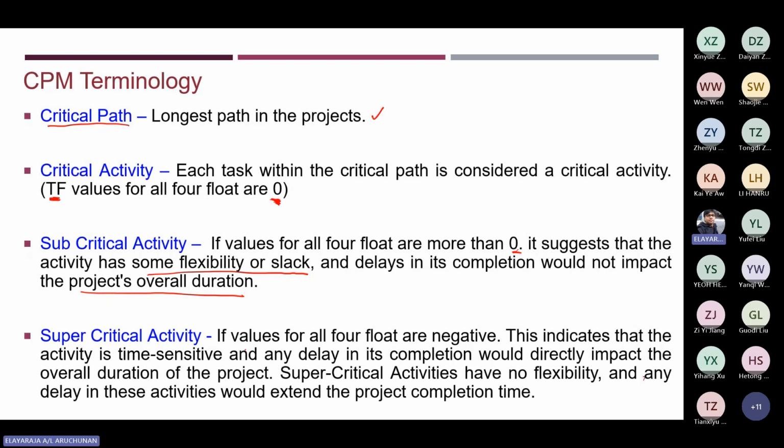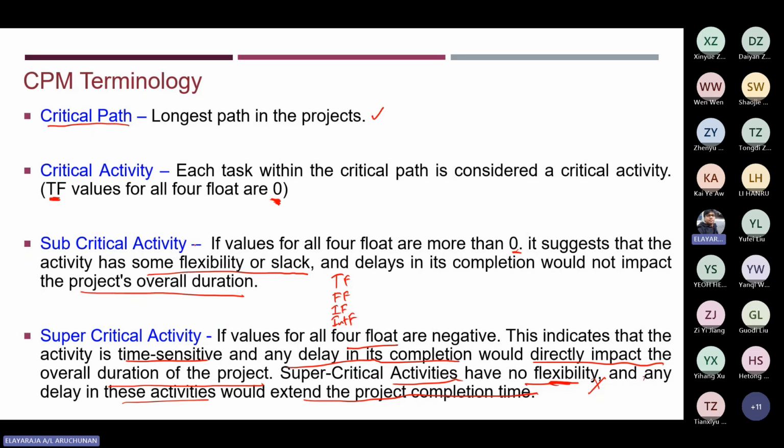Supercritical activities means that if the values for all four floats, I told you right, the four floats: total float, free float, independent float, and interfering float, are all negative, it indicates that the activity is time sensitive, and any delay in its completion would directly impact the overall project. The supercritical activities have no flexibility, and with any delay in these activities, you should extend the project completion time. So that's the four types of floats, the critical things.